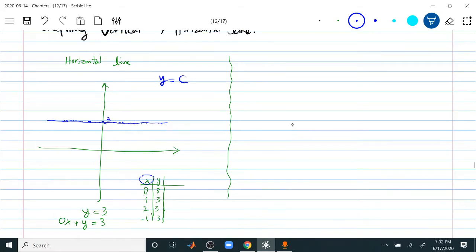I have this line, which is a horizontal line. I can pick whatever I want for x. Y must always be that constant. In this case, that constant is 3. How about the vertical line? Vertical line is very similar.